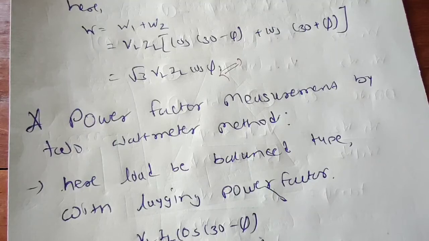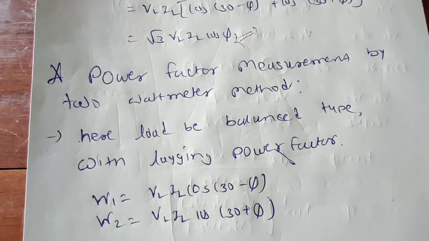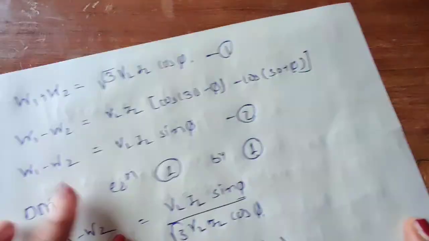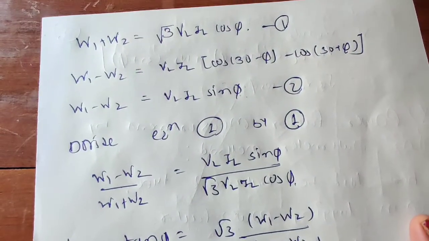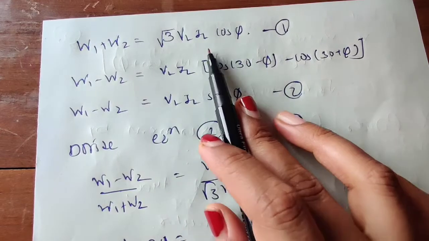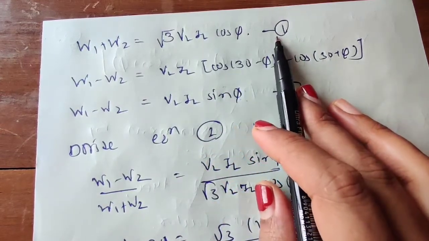Now power factor measurement. Power factor is a major criterion that you need to consider. Now the power factor measurement by the two wattmeter method. We are using a balanced load with a lagging power factor. W1 we know is VL IL cos of 30 minus phi, and W2 is VL IL cos of 30 plus phi. If I consider W1 plus W2, that is equal to root 3 VL IL cos phi for both delta and star connected load.